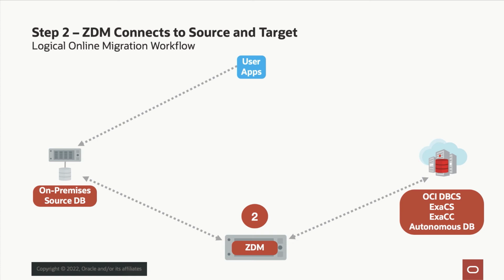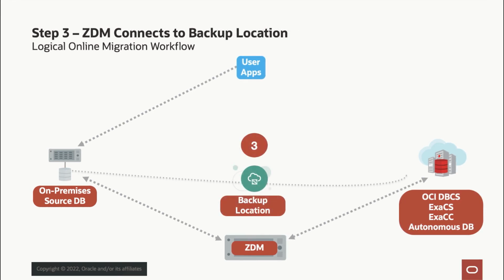ZDM will proceed to connect to the source database on premises and to the target database in the cloud and perform all the required validations to be sure that it can proceed with the migration. And once those have been fulfilled, ZDM will continue and perform the database migration. ZDM then proceeds to connect to the back application, perform storage sizing considerations and verifications, and then proceeds with the migration process.